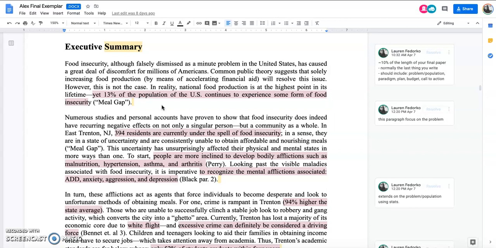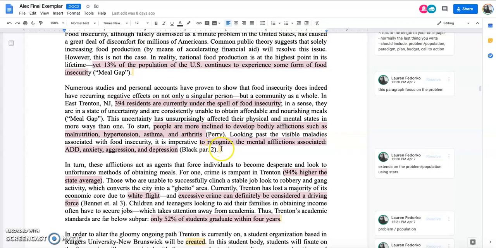So we're just going to look at a couple of different pieces. I'll let you read Alex's executive summary in your own time, but I just wanted to talk about how it is structured, how much time he's spending on each section, et cetera. This first paragraph is totally focused on him establishing the problem. This paragraph right here extends on his definition of the problem and how he's quantifying the problem. He also starts to talk about his population here.